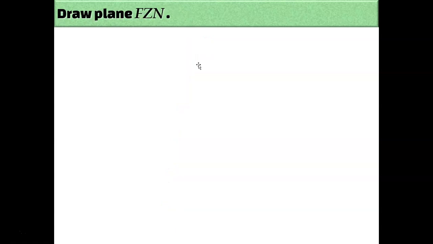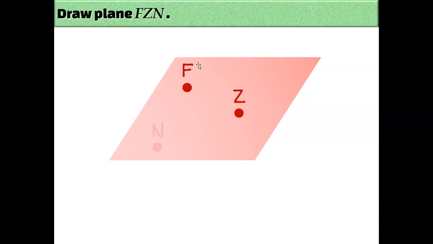And last, let's draw a plane. Remember that planes are represented by parallelograms, so draw a shape that looks something like this. And then to make it plane FZN, you need to draw 3 points on that plane and call them F and Z and N. And now you know the basics about points, lines, rays, segments, and planes.